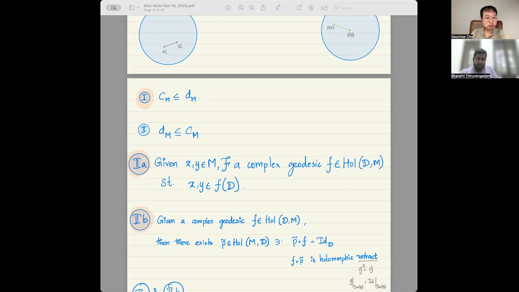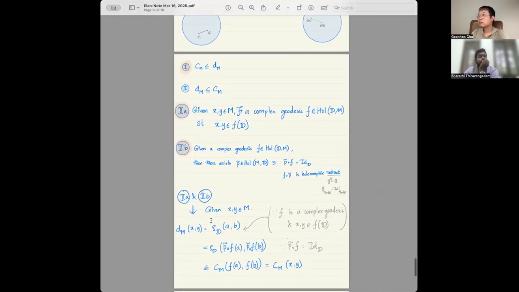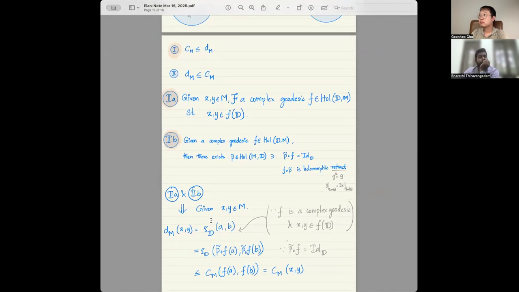when you say complex geodesic, what basically it does is it preserves the distance between this point. Just isometry. Exactly, isometry with the Poincare metric on the disk and the Kobayashi metric on the manifold. That's still a question, what is the metric on M. So when we say complex geodesic, on D we consider the Poincare metric. On manifold M, what is it that you're considering? I guess it should be the Kobayashi distance.